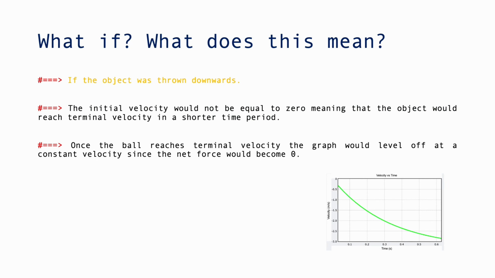Now, to finish this lab, we'll look at a final hypothetical scenario: what if the object was thrown downwards instead of falling from rest? In this case, the initial velocity would not be equal to 0, meaning that the object would reach its terminal velocity in a shorter time period. And when it reached its terminal velocity, the F net would become 0, and the graph would level off at a constant velocity.